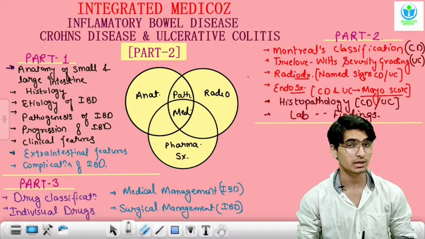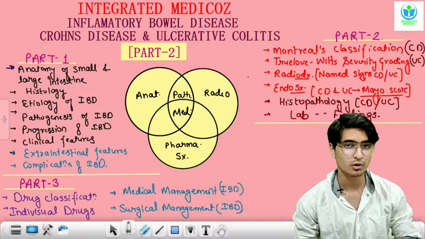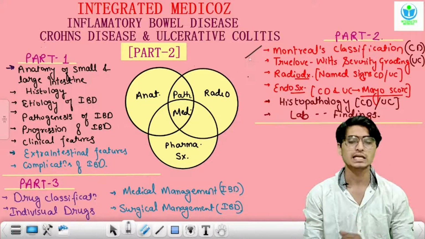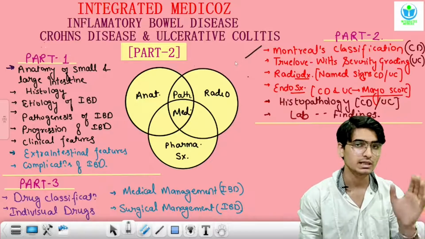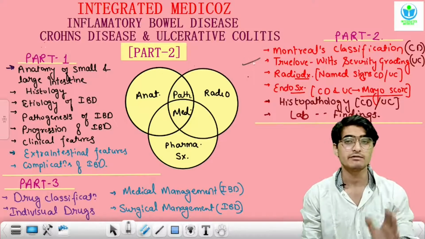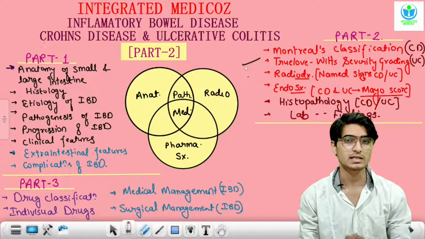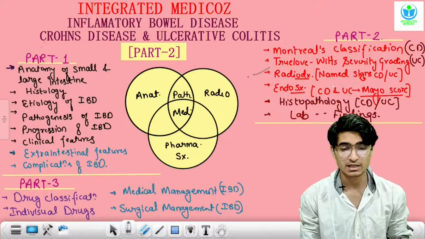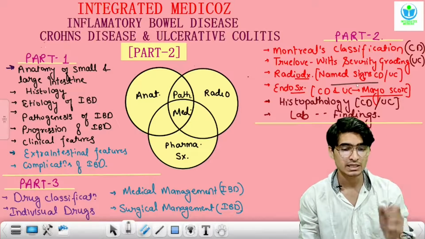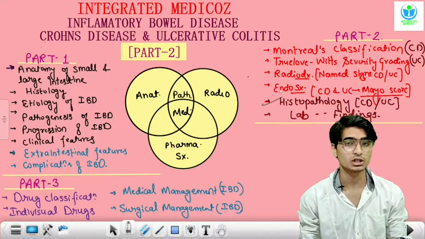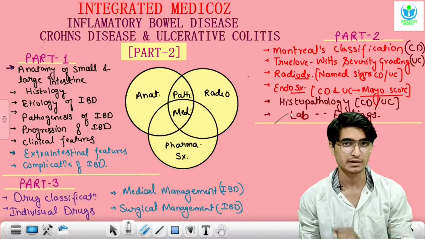But now we will go for Part 2 of IBD. Now we will go for the diagnosis here. The first thing is the Montreal's classification for the clinical assessment of CD, and then the Truelove Witts severity grading for the clinical assessment of UC, and then the radiodiagnosis and the named signs as well, and subsequently the comparative endoscopic study, and then the comparative histopathology and the lab investigations as well.